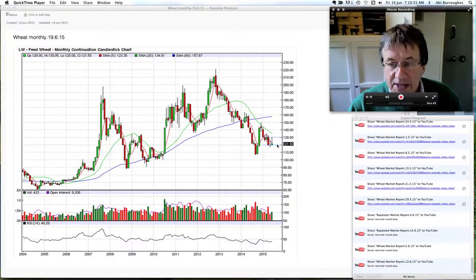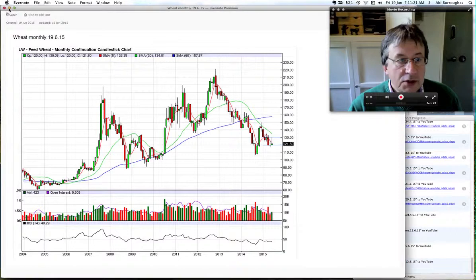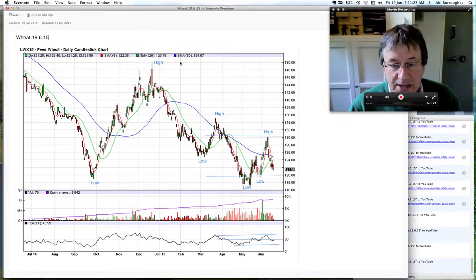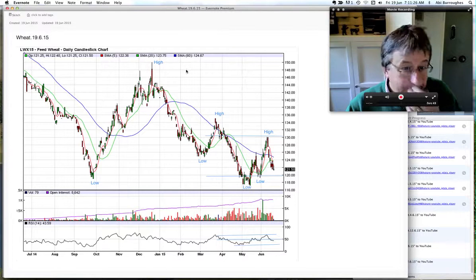And you can see here we've got this rejection candle. We quickly rejected this 130, which is now coming in as resistance, and we've got support here at 120. So it looks as though on this monthly chart we've got a trading range. The market is showing us it doesn't want to go above 130 at the moment. We're finding support down here at this lower level, 120. Closed last night at 121.50.